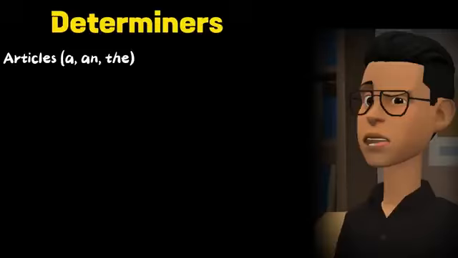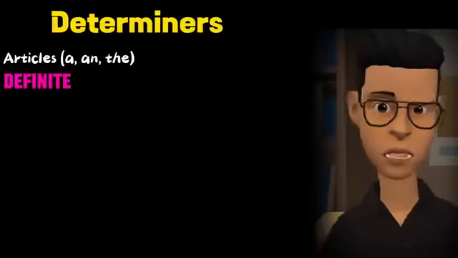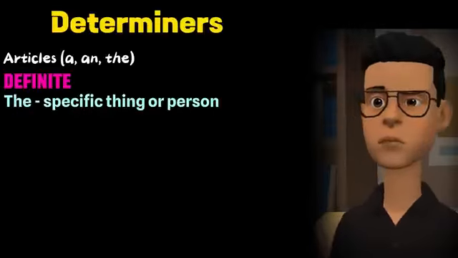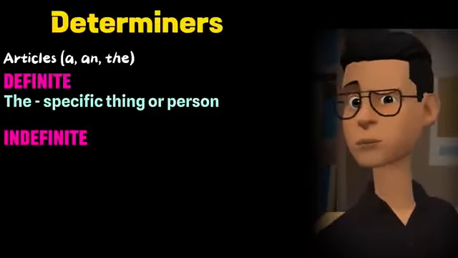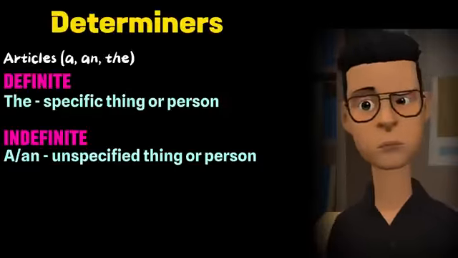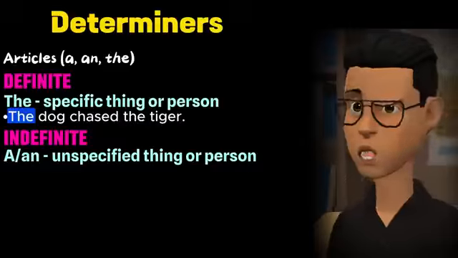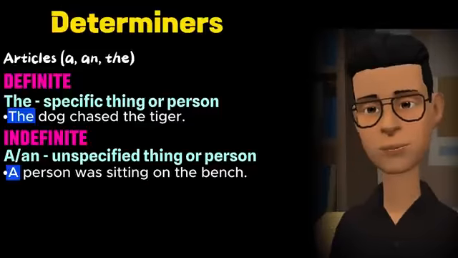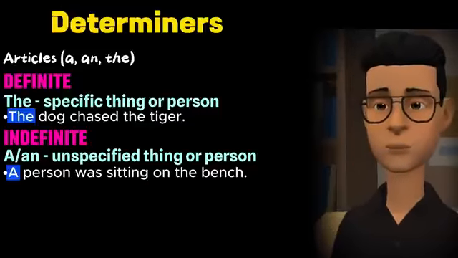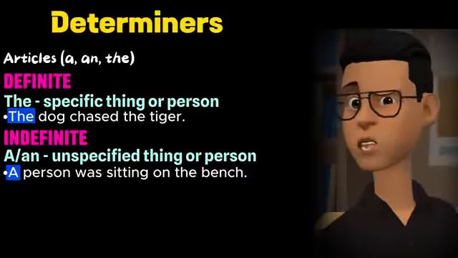If the noun is definite, means, if the noun refers to a specific thing, then, the is used. If the noun is indefinite, means, it does not refer to a specific thing, then, a or an is used. For example, the dog chased the tiger. Here, the dog is a specific dog, not any dog. For example, a person was sitting at the bench. By reading the question, you will know if the noun is referring to something specific or not.